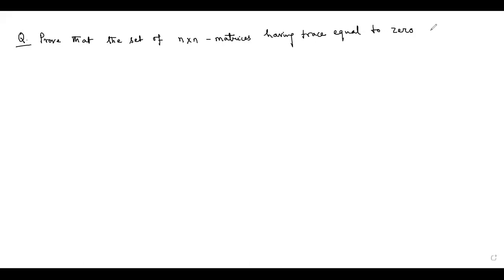Now, in the previous class, I was talking about this particular problem. The question, I am writing it in a formal way once again: prove that the set of n cross n matrices having trace equal to zero is a subspace of M n cross n F.